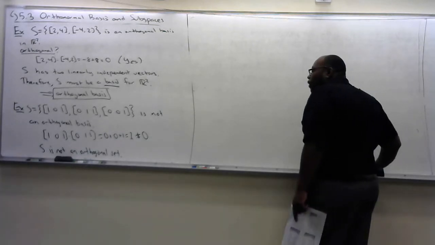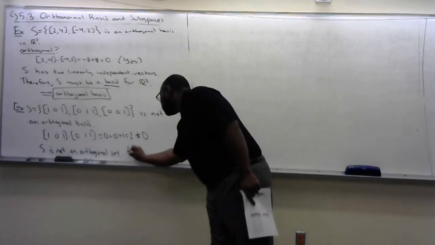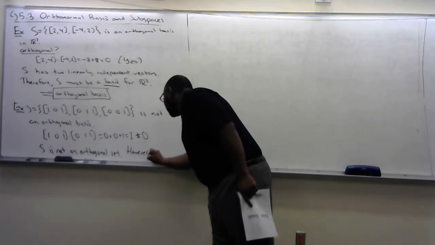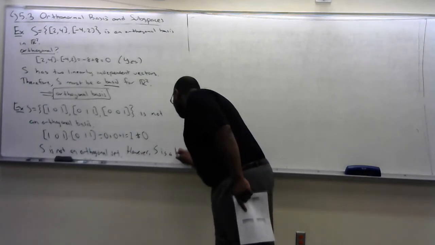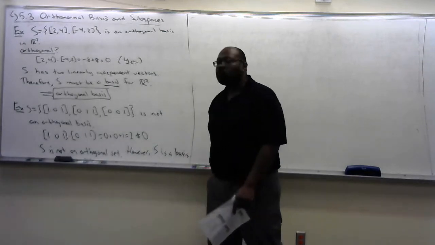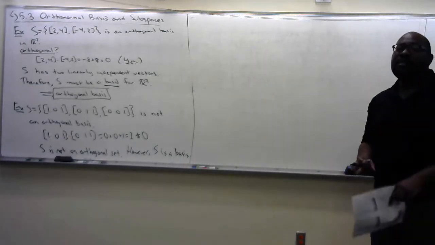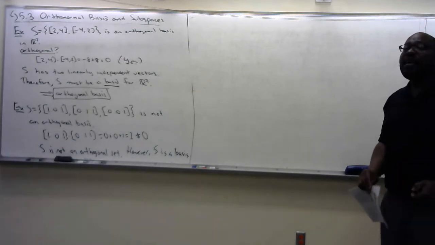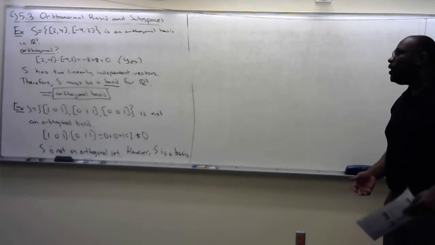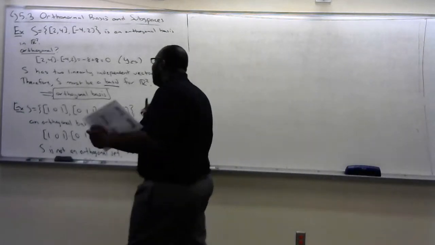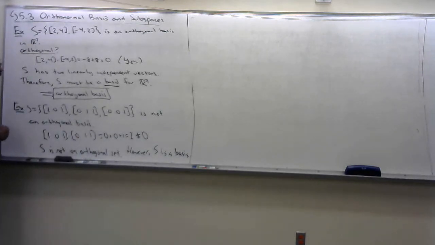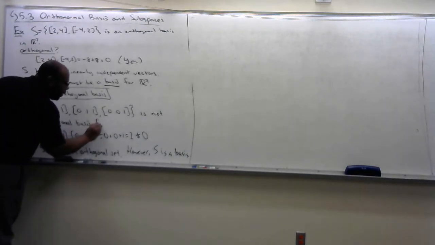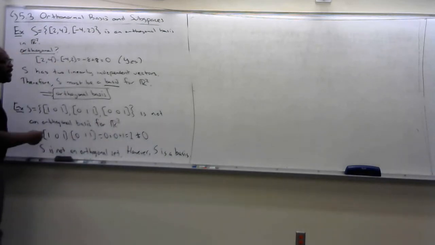So I can say that, however, S is a basis. It's not an orthogonal basis. It's not an orthonormal basis, but it is a basis because I have three linearly independent vectors. S is not an orthogonal basis for, I should say, for what space? For R3. But S is a basis for R3. It's not an orthogonal basis, but it is a basis for R3.